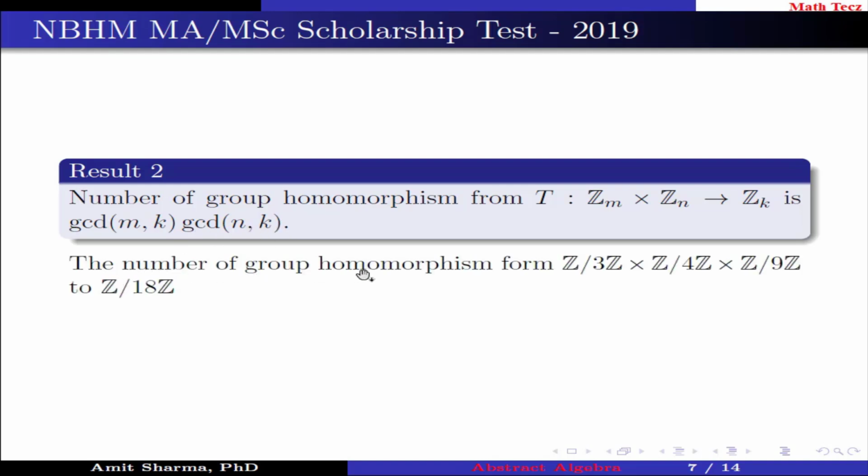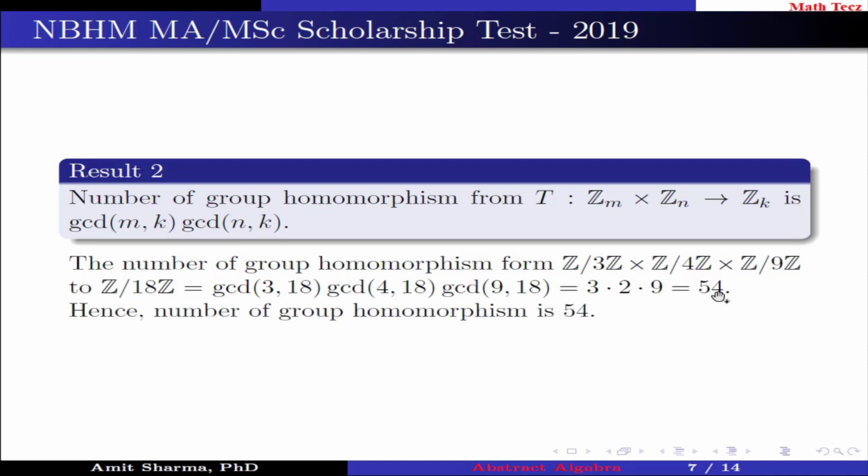The number of group homomorphisms from Z/3Z cross Z/4Z cross Z/9Z to Z/18Z equals GCD of 3 comma 18 times GCD of 4 comma 18 times GCD of 9 comma 18, which is equal to 3 times 2 times 9 equals 54. Hence, the number of group homomorphisms is 54.